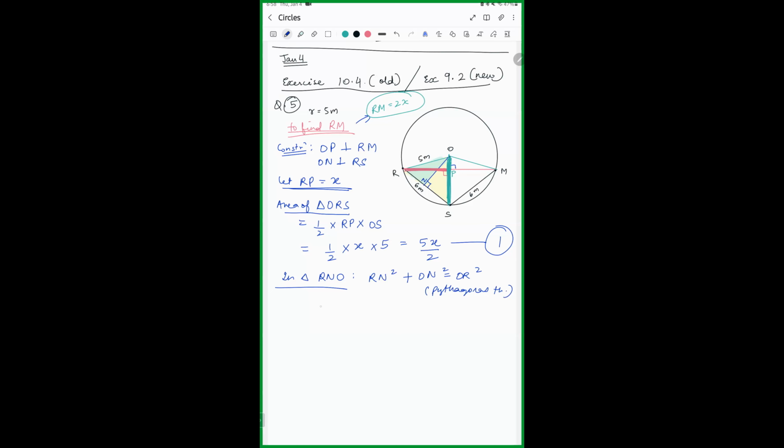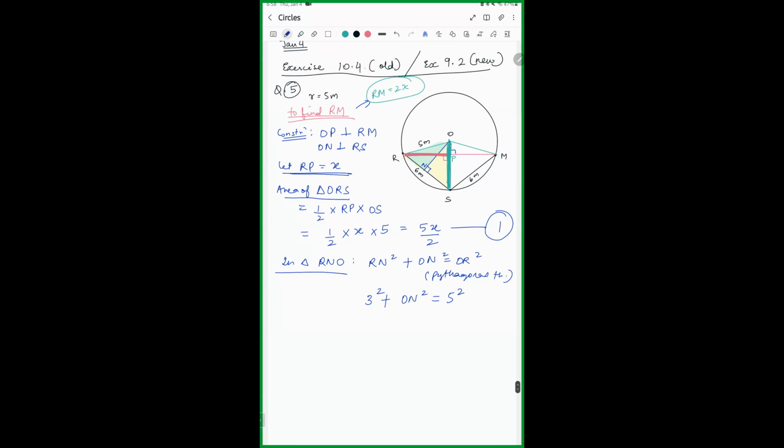So RN squared is how much? It is 3, because we know that perpendicular from center to chord bisects the chord. Perpendicular is this blue line. Perpendicular from center to the chord RS bisects the chord. So that means RN is going to be half of 6, which is 3. So 3 squared plus ON squared, we don't know, is equal to OR squared. OR is how much? 5. So now that means ON squared is equal to 5 squared minus 3 squared, which is 25 minus 9, which is 16. That means ON is equal to 4.